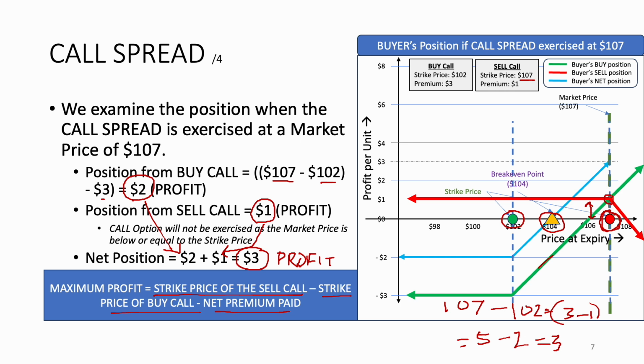So what we have done is that we have reached a position where we have a fixed amount of loss which is lowered, and we break even at this point, $104 in our example, and at $107 we are making a profit of $3.